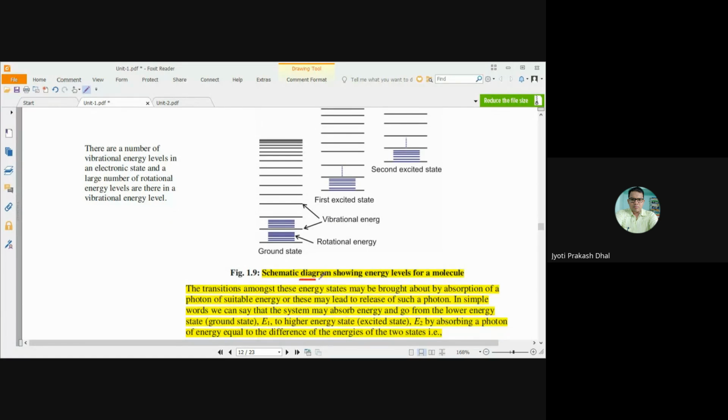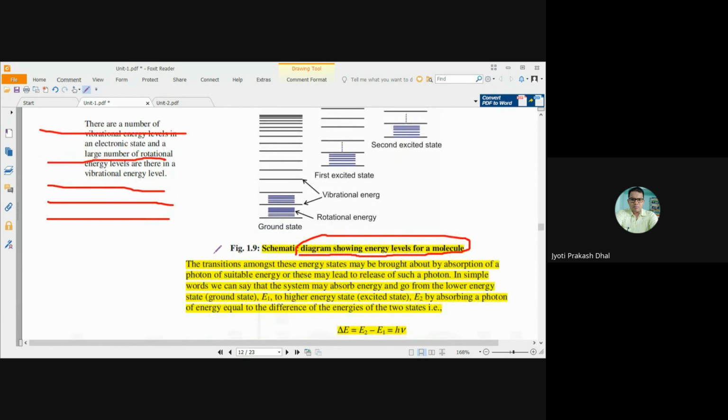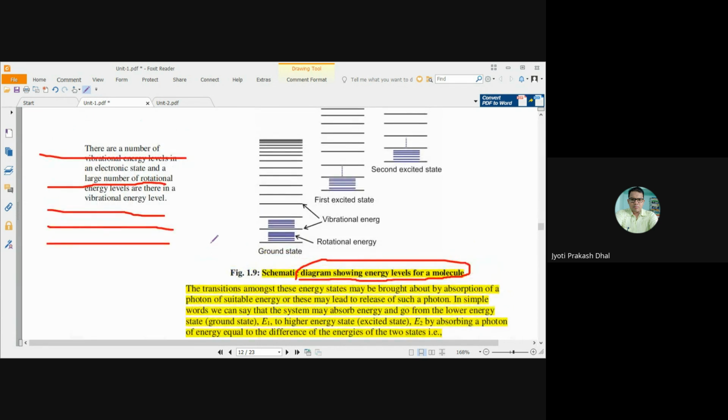Here is a schematic diagram showing the energy levels of a molecule. If we consider the energy levels of an atom, only discrete energy levels are there, like this. But if we consider a molecule, in addition to the electronic energy levels, which alone are present for an isolated gaseous atom, some other energy levels are there. These are the rotational energy levels, and these are the vibrational energy levels.